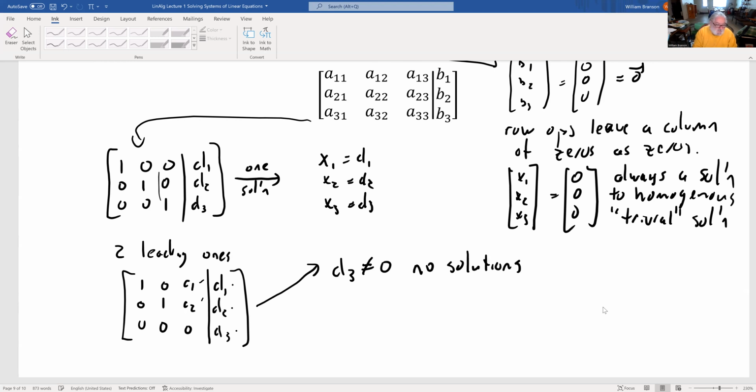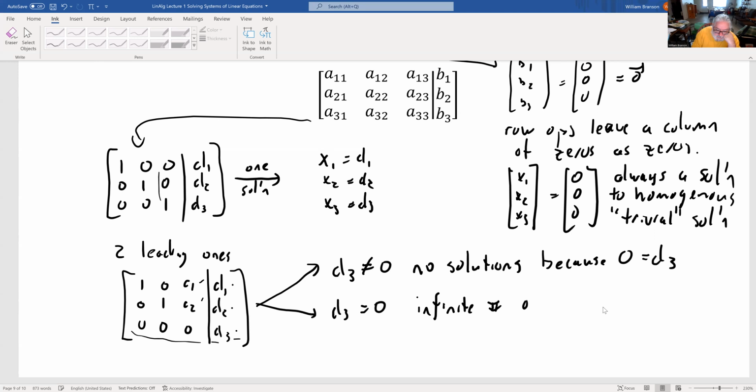If D3 is not equal 0, this last equation is 0 equals D3. And if D3 is not 0, that just means there's no solutions. So a row of zeros in the coefficient matrix and then a non-zero number in the augmented matrix means you have no solutions. The other case is D3 equals 0, and that means that the last equation is just 0 equals 0, that's fine. And then that means we have an infinite number of solutions because of a parameter.